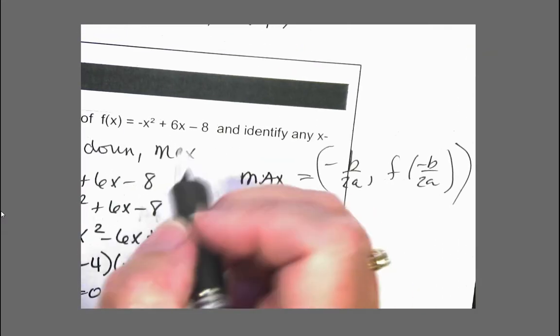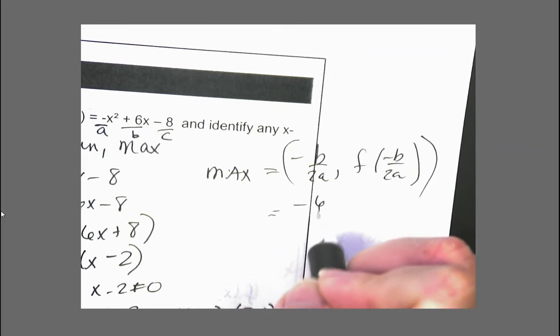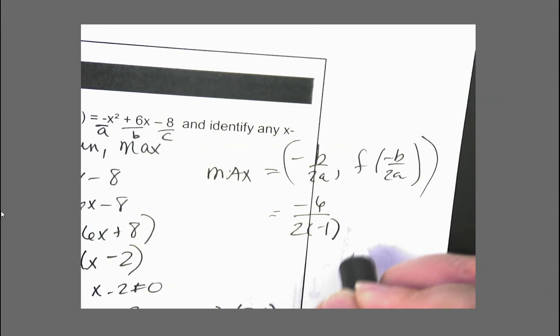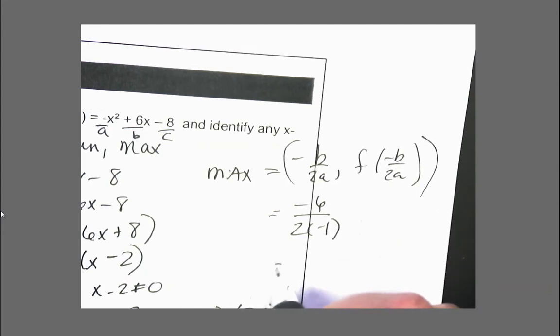So remember, the ABCs are found by A, B, C, right? There's your ABC. And so when I look at it, what's the opposite of B? -6 over 2 times -1. And then what will that give me? Good. -6 over -2, which will give me 3.